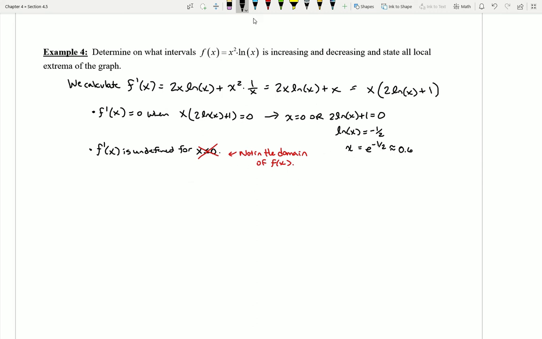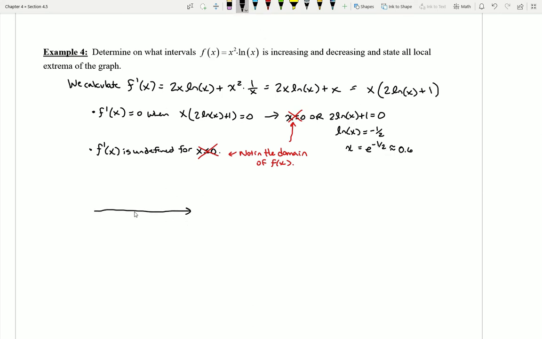Ooh, wait a minute though. Can x be equal to 0? Well, we actually said down here that that's also not okay. So this is going to get removed as well. It's not able to be plugged into my original function. So actually then the only critical value I have is e to the negative 1/2.